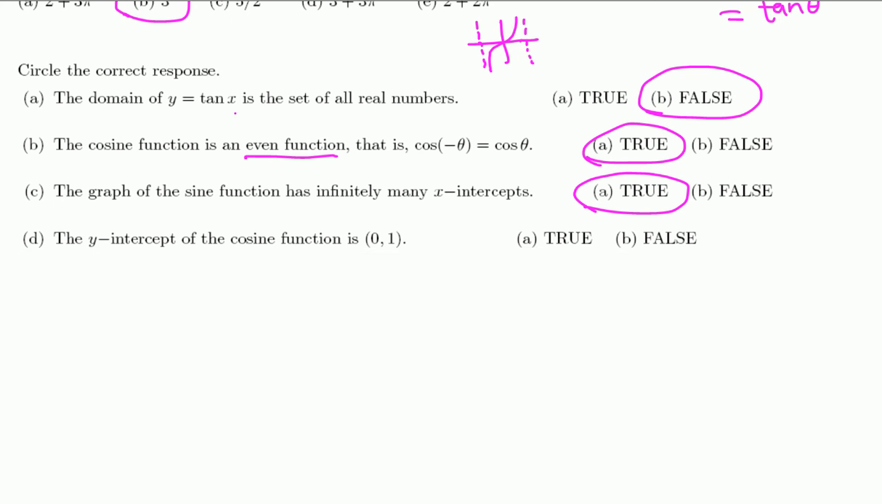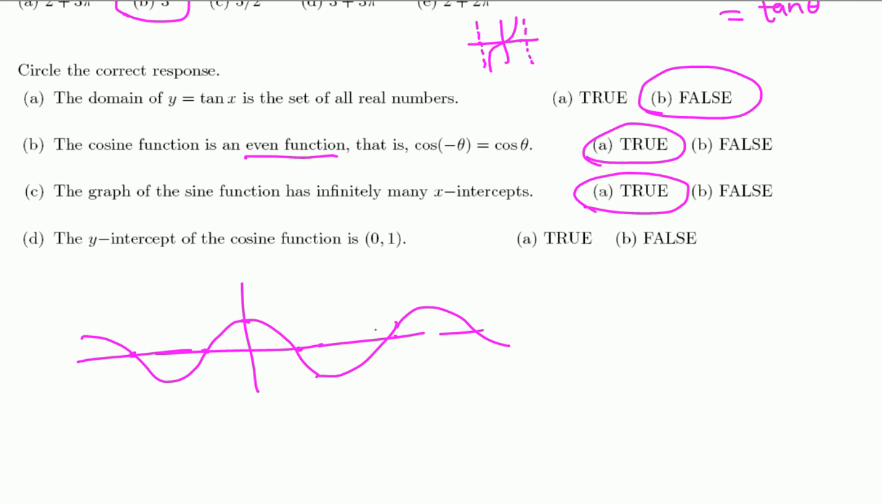Okay, and the last: the y-intercept of the cosine function is (0, 1). So if we graph the cosine function, that passes through 1. We got infinitely many x-intercepts because it keeps going, but there is only one y-intercept, which is (0, 1). So the y-intercept of the cosine function is (0, 1). That's true.